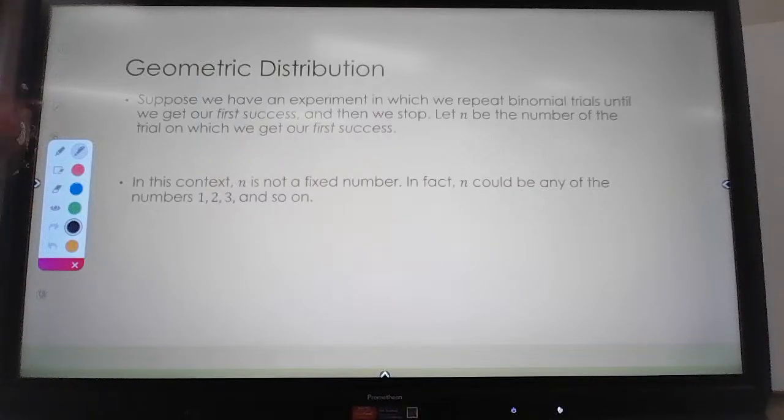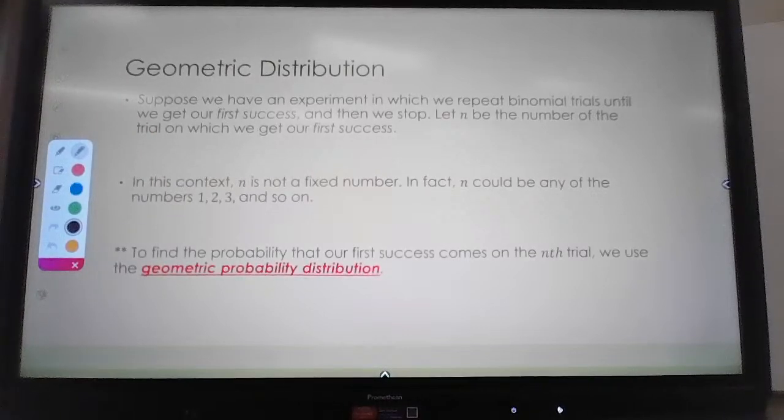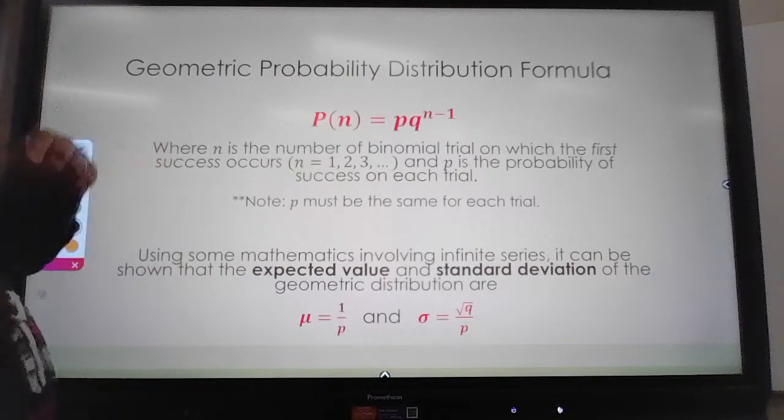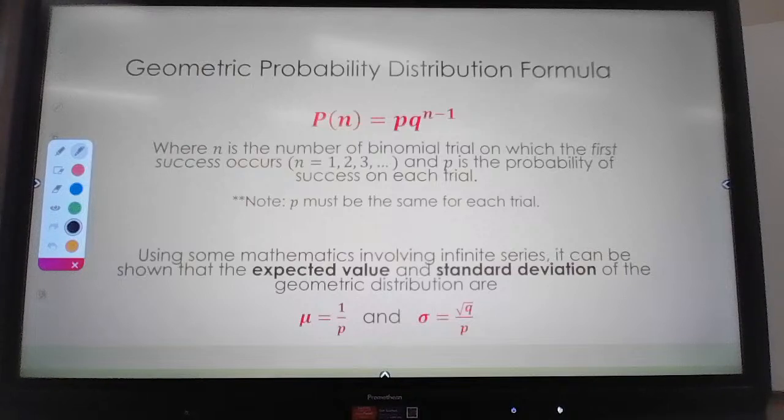N doesn't represent the number of trials that happen. N represents the number of times that we do the trials until we get our first success, and then we stop. So to find the probability that our first success comes on the nth trial, we use the geometric probability distribution. So here's our geometric probability distribution. P of n equals P times Q to the n minus 1. And again, the probability has to be the same for each trial. That's part of being a binomial distribution.